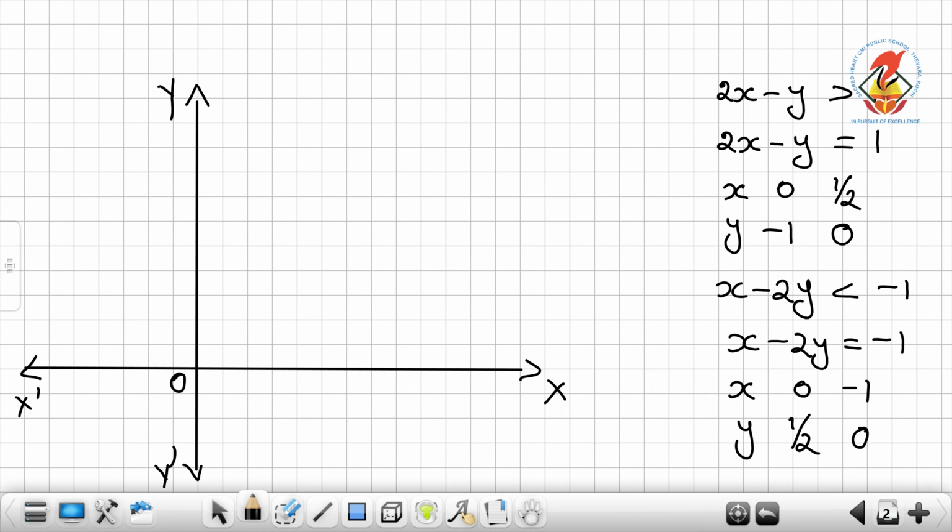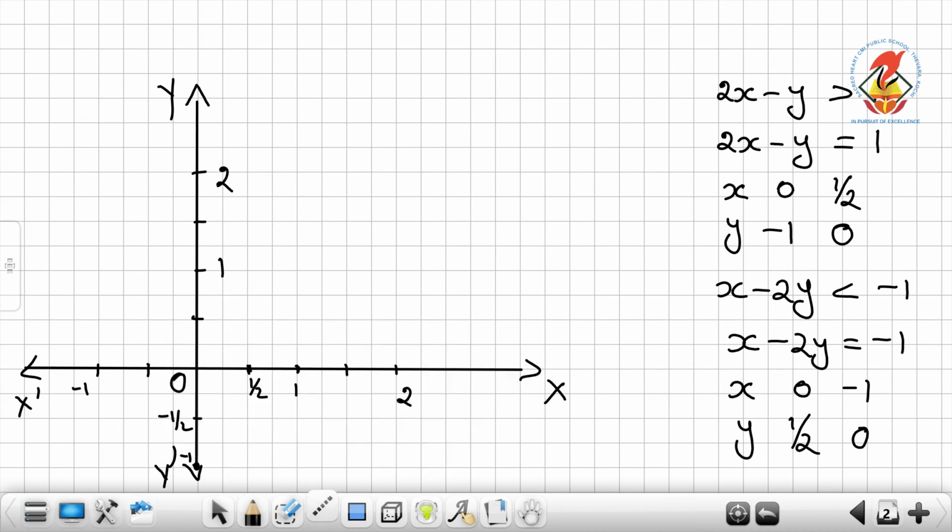Origin, y axis. So I'm taking half, 1, 1.5, like that. Okay. Half, 1, 1.5, 2. Half, 1. So minus 1, this is half. So this one is minus 1 by 2. So the first line (0, minus 1). (0, minus 1) is here. This point is minus 1. (0, minus 1) and (half, 0). (Half, 0) is here. So draw the line.